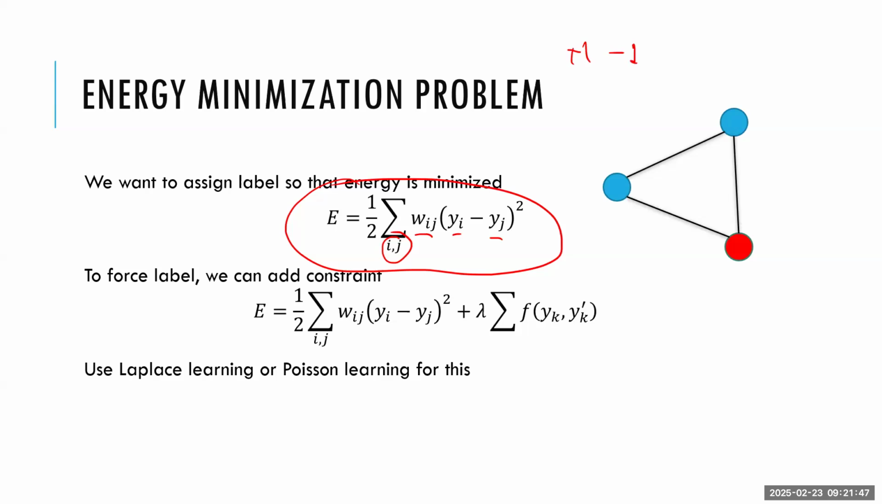If y_i and y_j have the same label, what is this going to be? 0, right? It's going to be 0. So if they have the same label, basically this term becomes 0. But if they don't have the same label, what do you get?